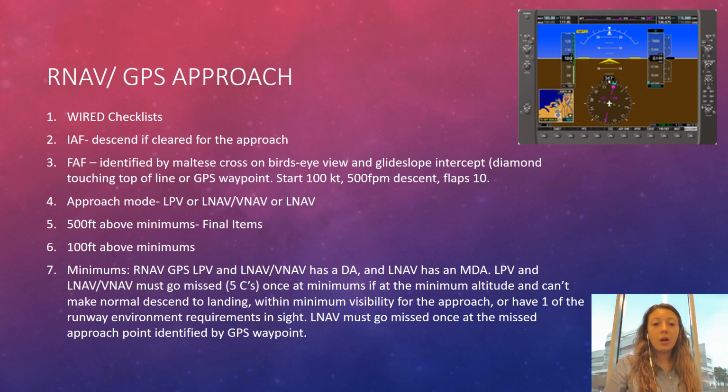So when you are reaching minimums, you'll notice that LPV and LNAV/VNAV have a decision altitude, but LNAV has a minimum descent altitude, so you'll have to go to the missed approach point for the LNAV approach there. So it's critical to see on the right side of the inner compass on the PFD which type you have signified for the approach mode on there.